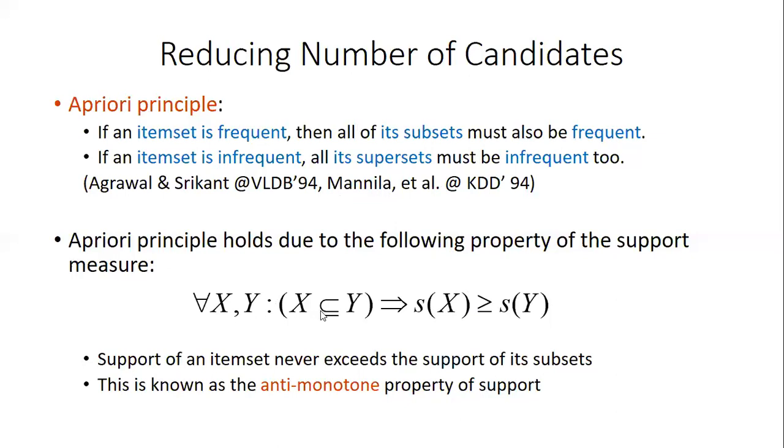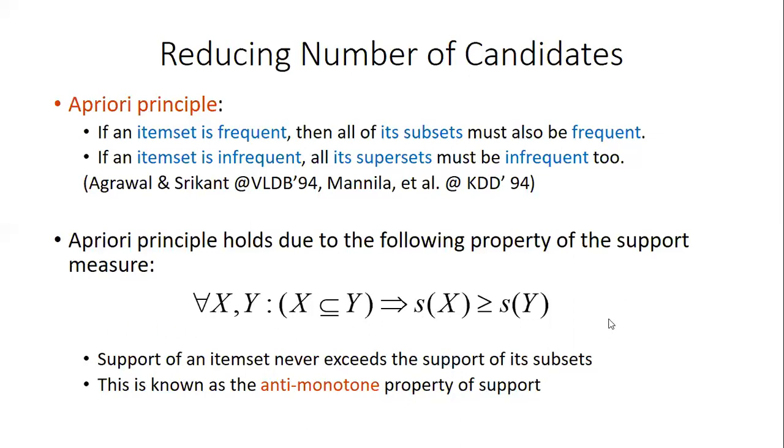So if X is a subset of Y, then support of X is greater than or equal to support of Y. Here we can say Y is the superset and X is the subset. If you observe this property, it says that the support of an item never exceeds the support of its subsets. X is a subset and Y is a superset, so the support of Y never exceeds the support of its subsets.